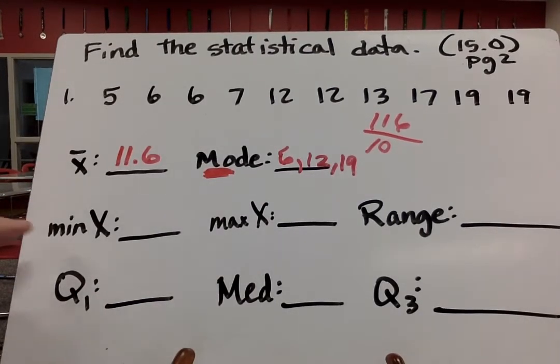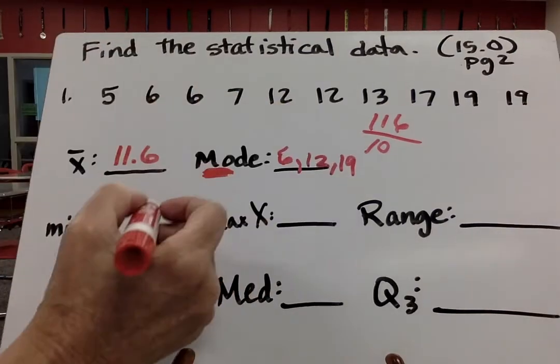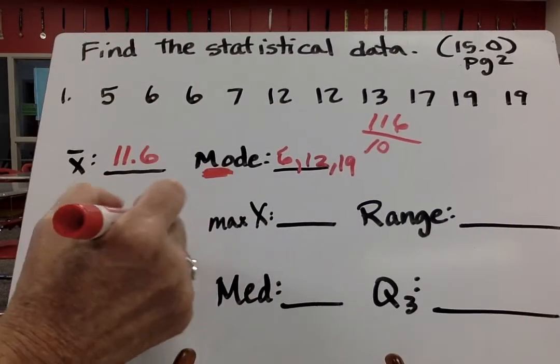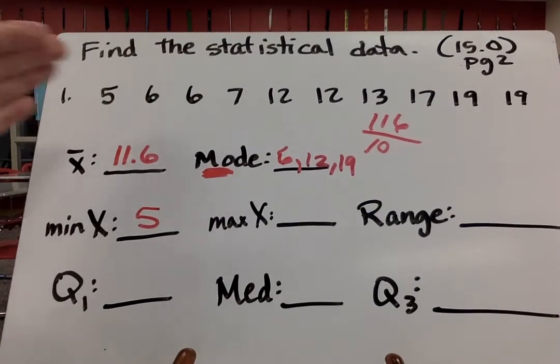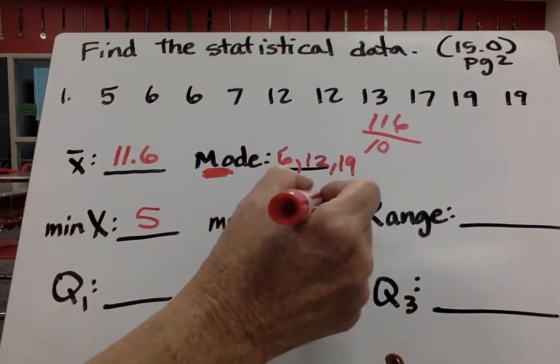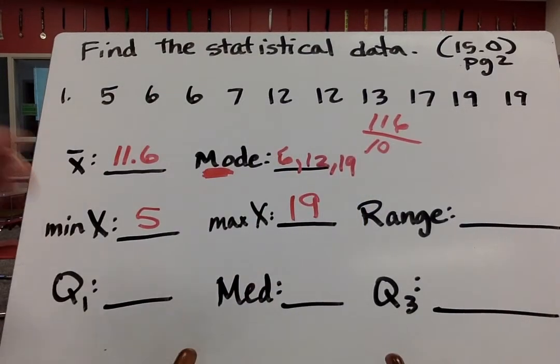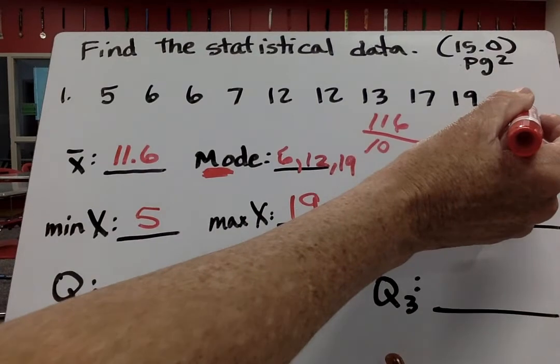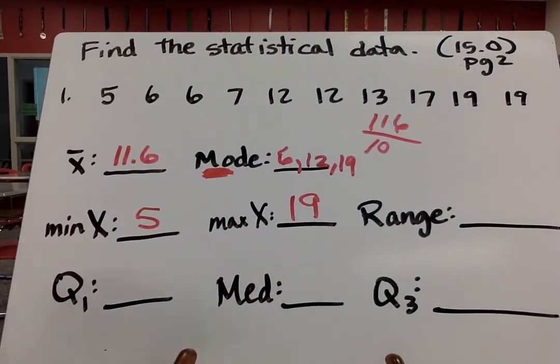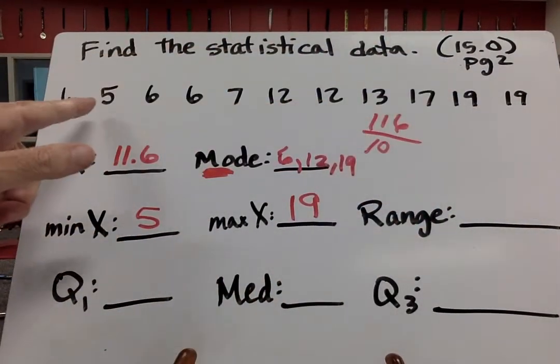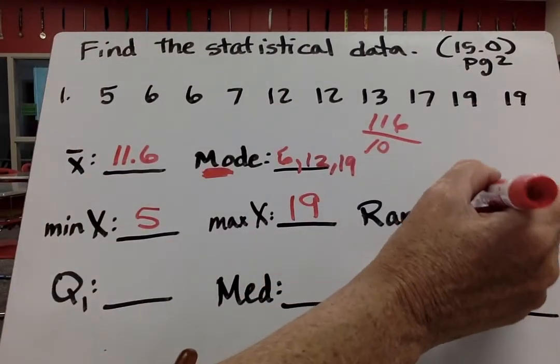Okay. Next, min X means what's the minimal number in the set of values. So if I look at all of them, minimum is 5. Maximum, what's the maximum number in all these? This one, 19. Next, what is the range? The range is the biggest number, subtract the smallest number. So if I go 19, subtract 5, I get 14.